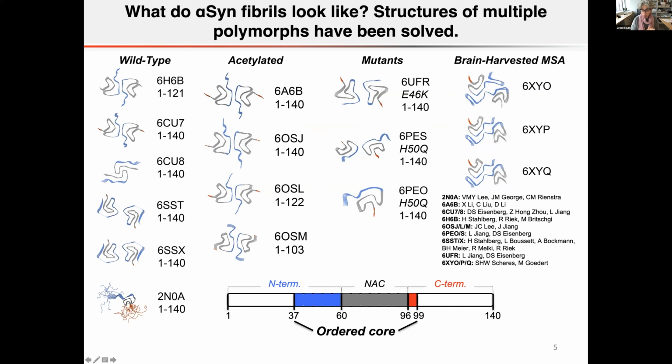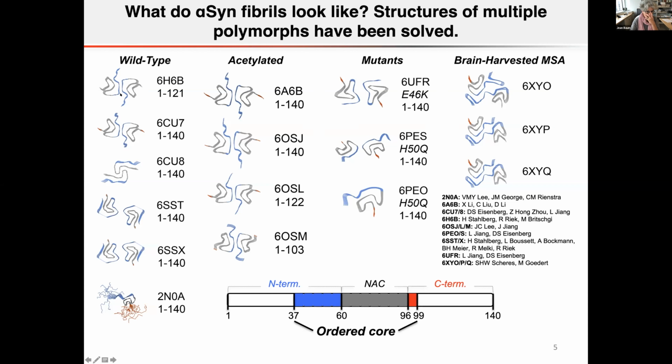And what we know from the PDB is that there are approximately 24 distinct alpha-synuclein fibril structures in the PDB. I've just represented some of them here with their PDB numbers, and you see there are wild type fibrils that have been solved. David Eisenberg's lab has been really at the forefront of a lot of these structures. So wild type, acetylated protein, and N-terminally acetylated, and all of the work that I'm going to talk about that we've done is N-terminally acetylated. They've looked at mutant proteins and brain harvested MSA.